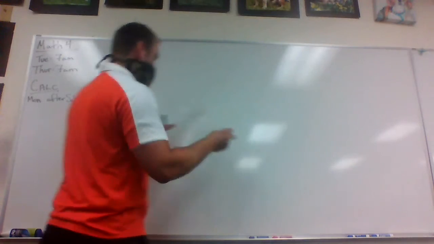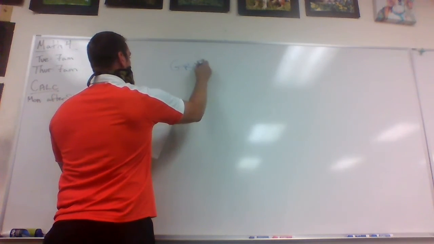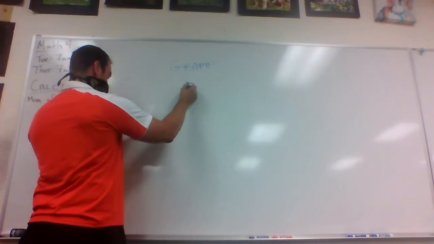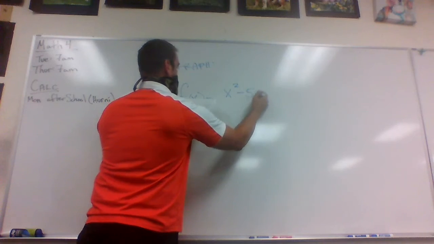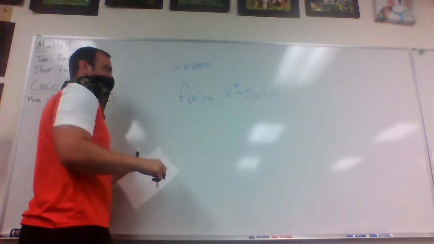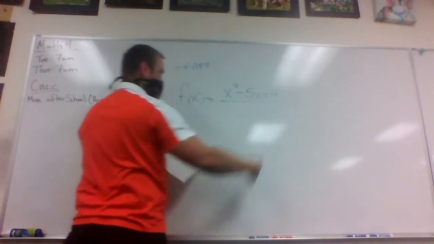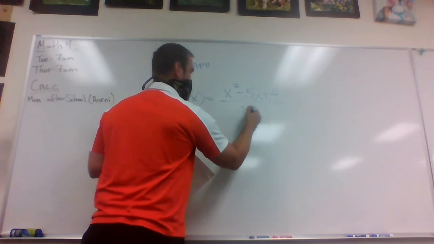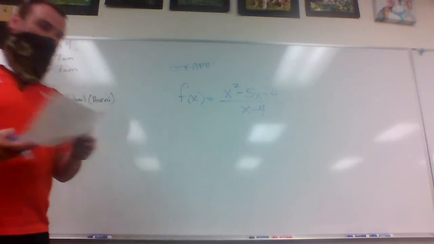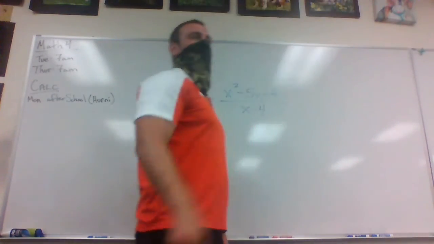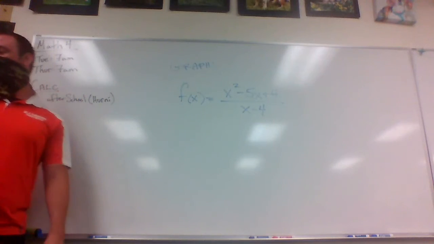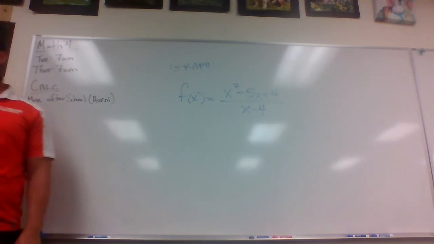Okay. Ooh, graph. X squared minus 5x plus 4, all going to be over x minus 4. How on earth do we graph this? Calculator will not be a good help on this.